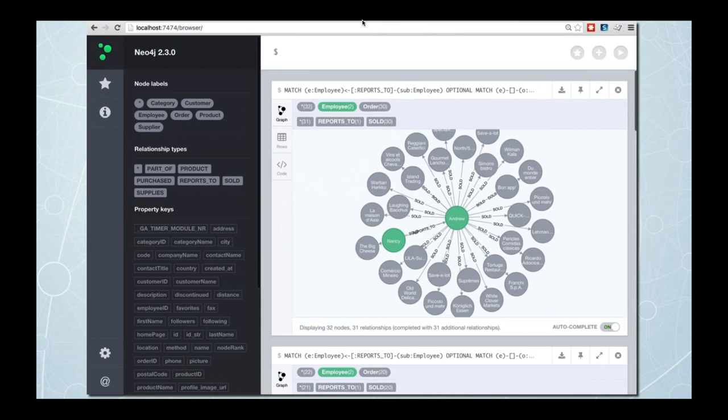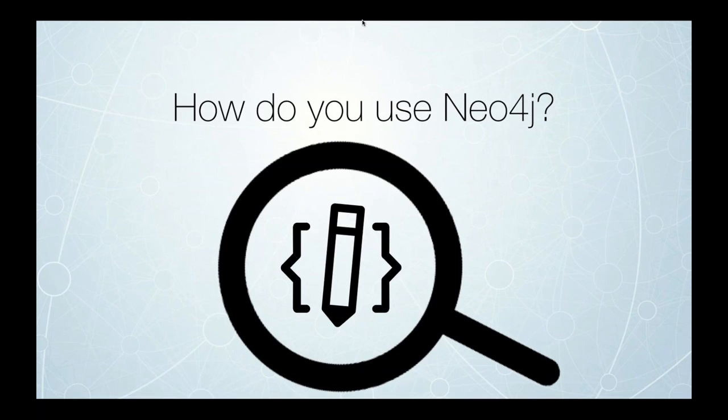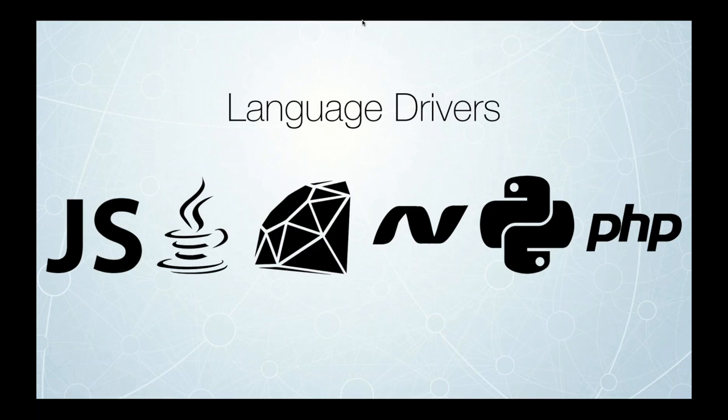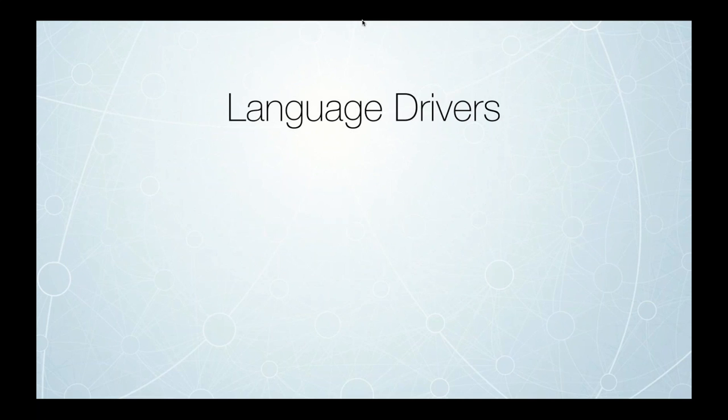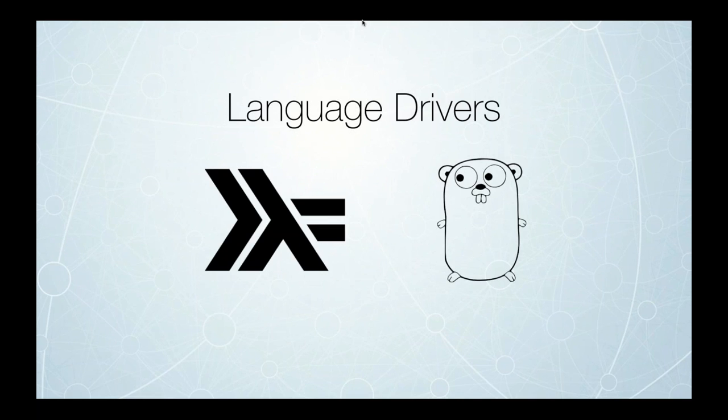So Neo4j is an ACID-compliant transactional database. It's meant to store your most critical data, and we give you tools that allow you to work with that data as a developer, but the end goal is putting that data into your applications, making your applications more powerful through use of that data. So the typical way that most people are using Neo4j is by writing code which accesses it. Now, Neo4j has an API, and that API allows you to access Neo4j from a huge variety of programming languages, from JavaScript, from Java, from Ruby, from .NET, from Python, from PHP. There are even drivers contributed by the community for other languages like Haskell and Go.